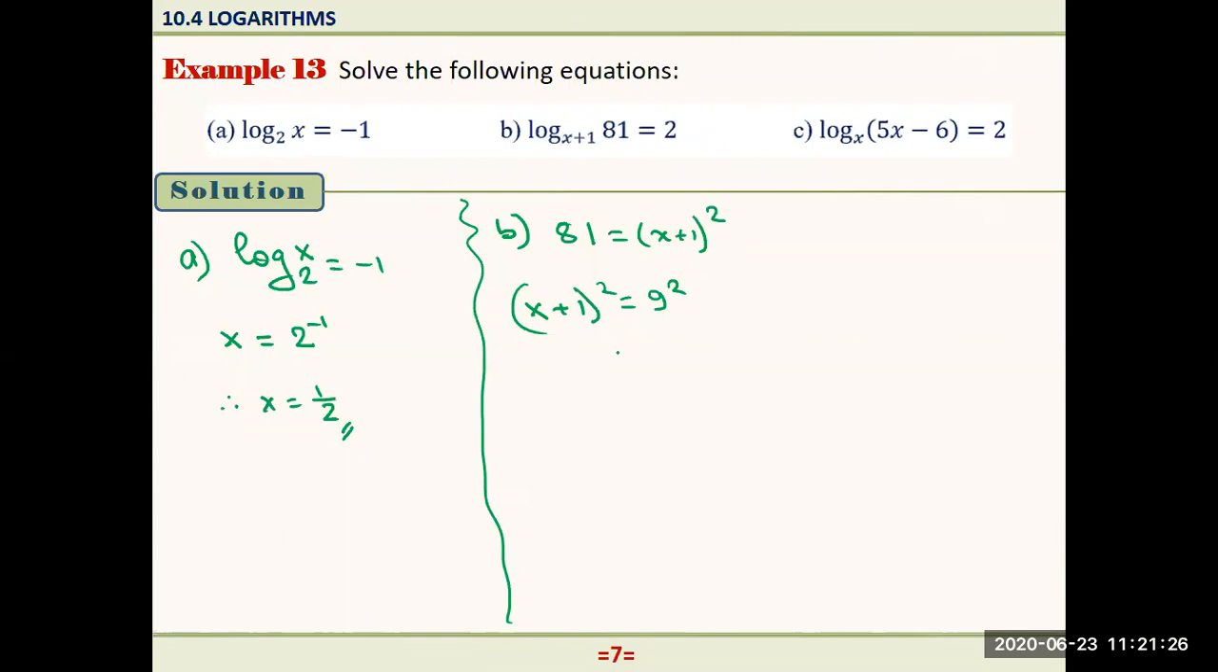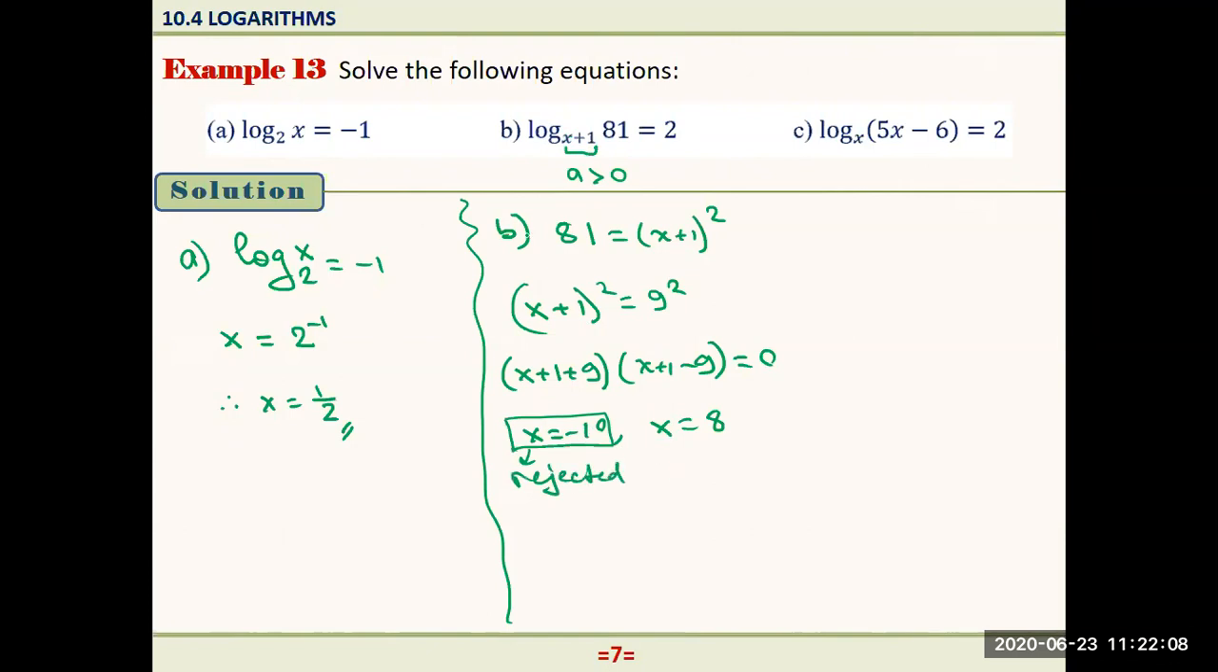So if you solve this by factorization, take everything to the left-hand side. Here we have x plus 1 plus 9 and x plus 1 minus 9 is equal to 0. From here, x equals negative 10. And from here, x equals 8, right? And the base, we know that the base should be positive, otherwise it's not defined. So when x equals -10, -10 plus 1 is -9, so it is negative. So this answer is rejected.